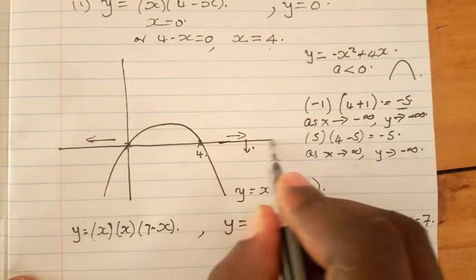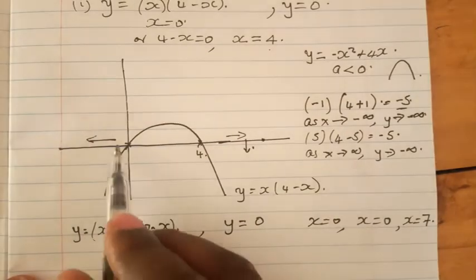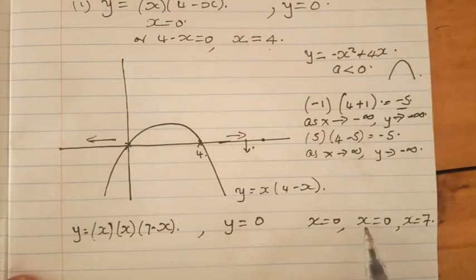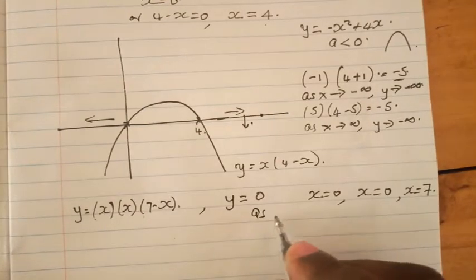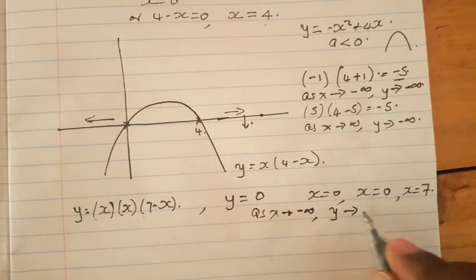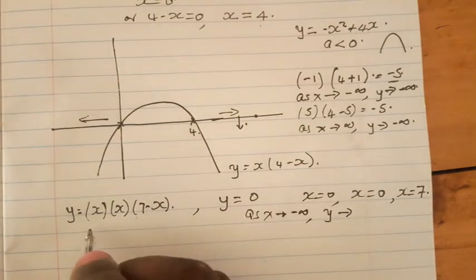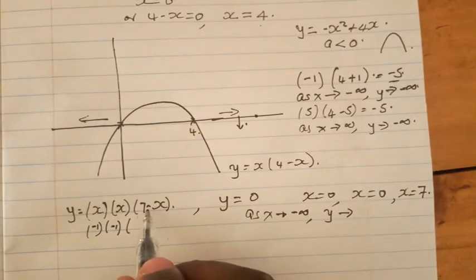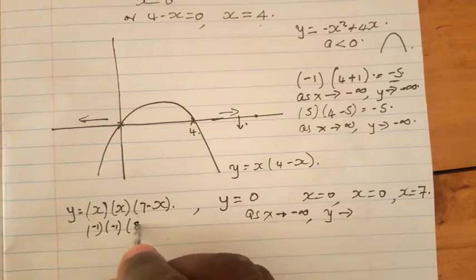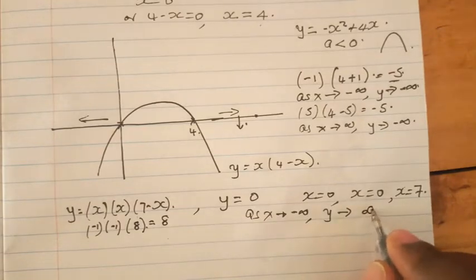So in the same set of axes, this is 7 and this is 0. There is a turning point when x = 0. It's a turning point because it is a repeated root. And we want to examine what happens as x approaches negative infinity. How does y behave? Let's look at x = -1. So -1 multiplied by -1 multiplied by (7 - -1), and 7 - -1 means 7 + 1, which is 8. Negative times a negative is already a positive, so we have 8.